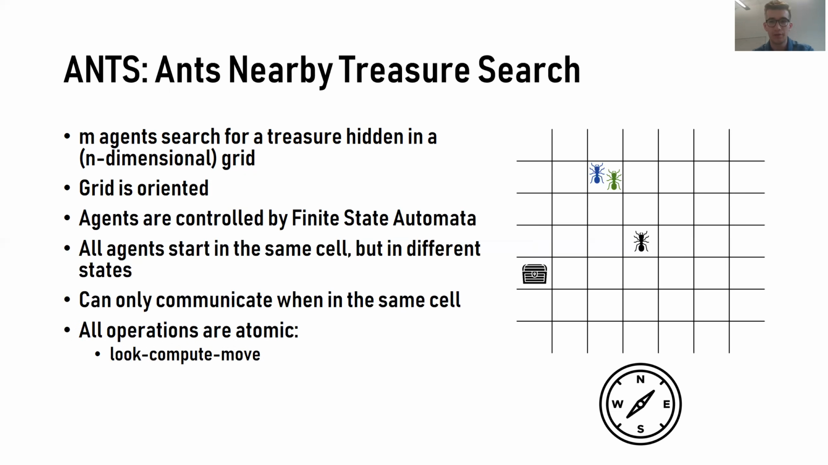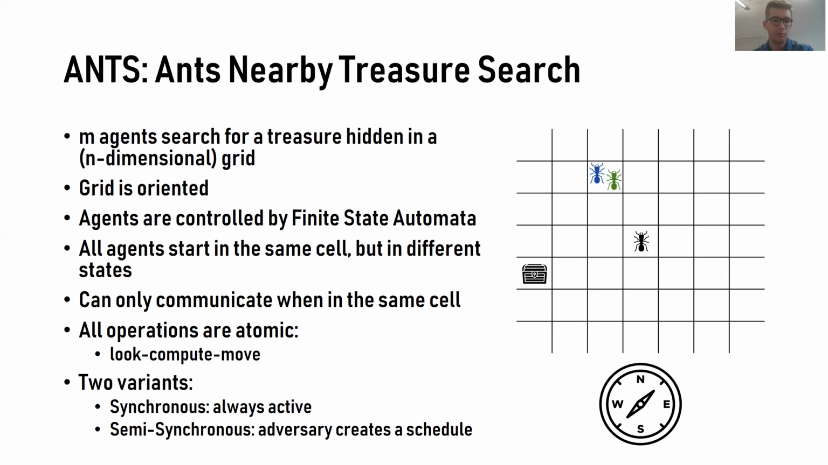Now, how do the agents move around this grid? They move in cycles. In every time step, they look at what is in their current cell. So they sense the states of all ants or other agents that occupy the same cell. Then they compute, meaning they apply the transition function that is given by their finite state automaton. And then they change their state and move to a new cell. They can either move north one step, south one step, west or east. We do not allow them to move diagonally or so on. And of course, they can also choose to stay in the same cell.